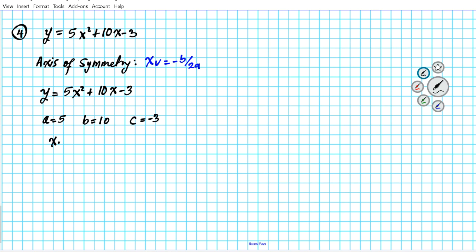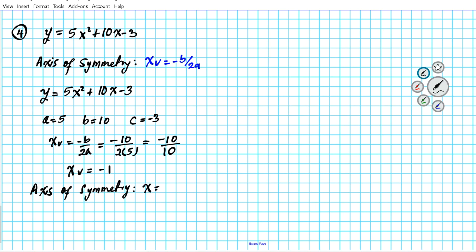To find the x coordinate of our vertex, we're calculating negative b over 2a. So that's going to be negative 10 over 2 times 5. Using the order of operations, we have negative 10 over 10, which is equal to negative 1. Okay? So our axis of symmetry, which is the same thing as the x coordinate of the vertex, is x equals negative 1. Perfect. Moving along, now let's go ahead and find the vertex.